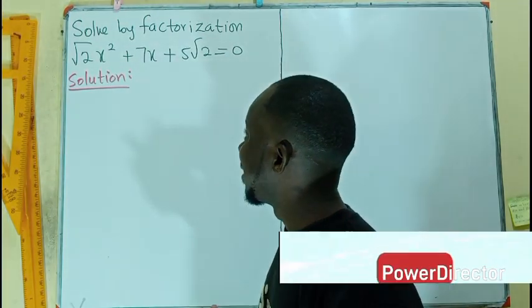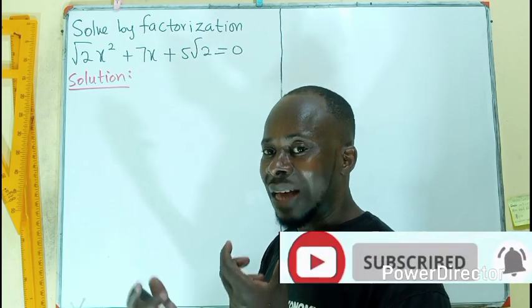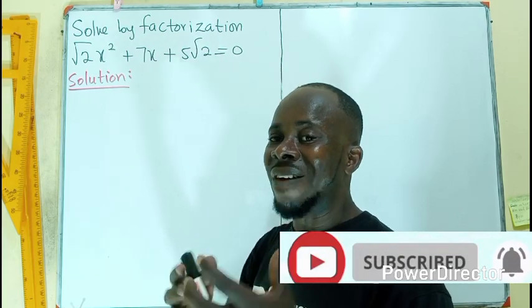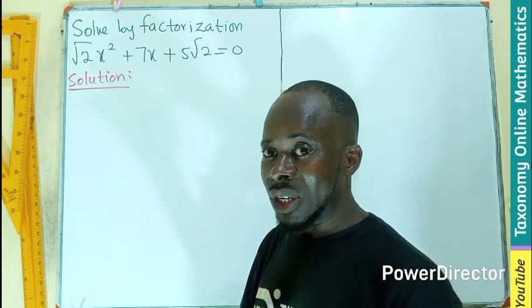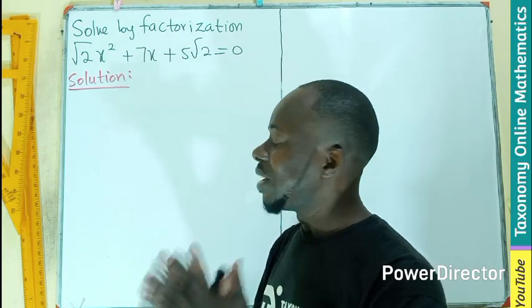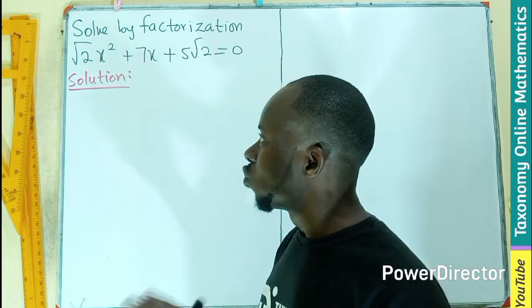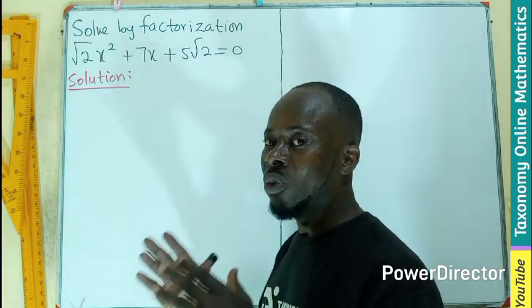At times when we are faced with questions like this, we find it difficult to find our way around it. This is a quadratic equation whose coefficients are radical functions. So we are solving this by factorization. That is not the only way by which we can get it, but we are restricted to factorization. So, root 2 x squared plus 7x plus 5 root 2 equals what?